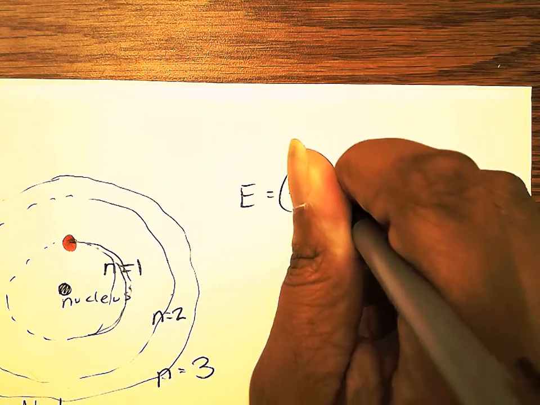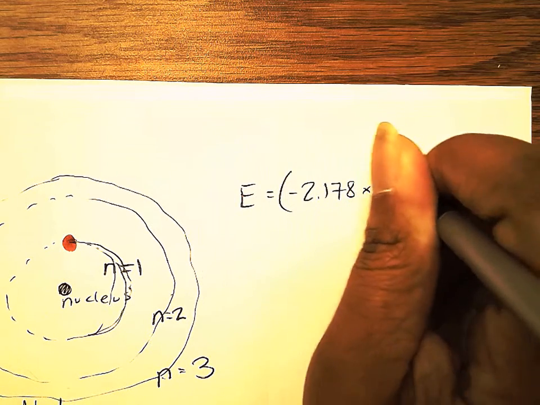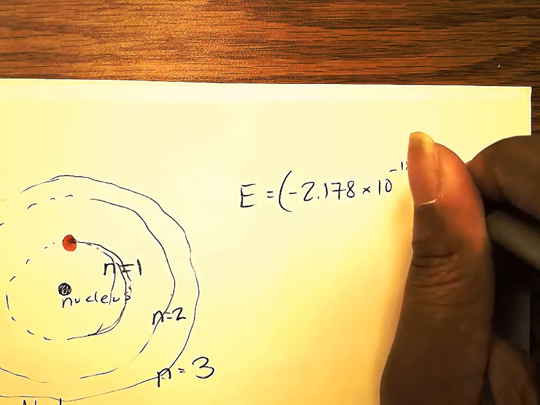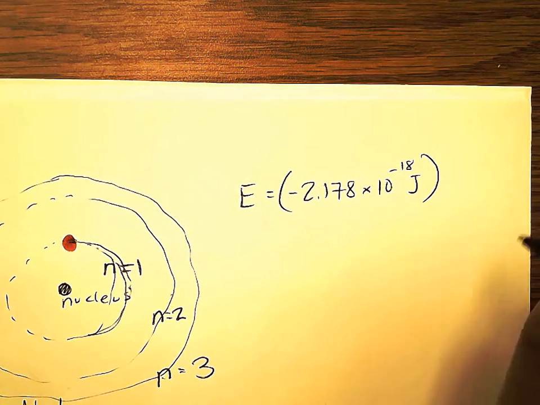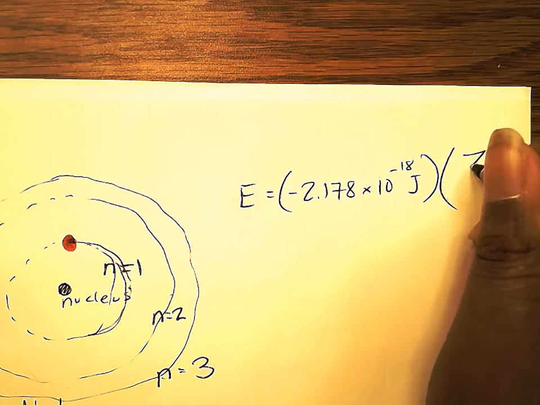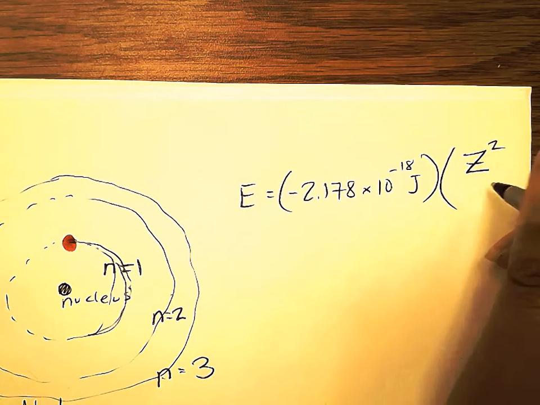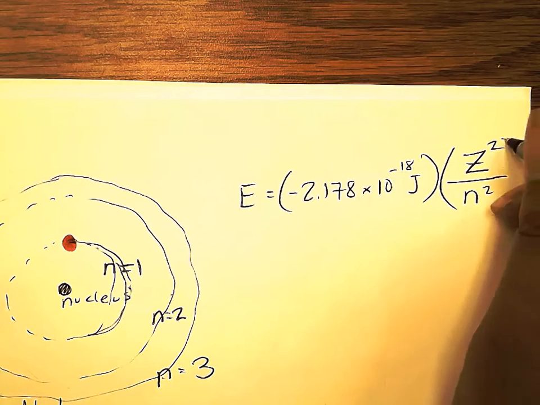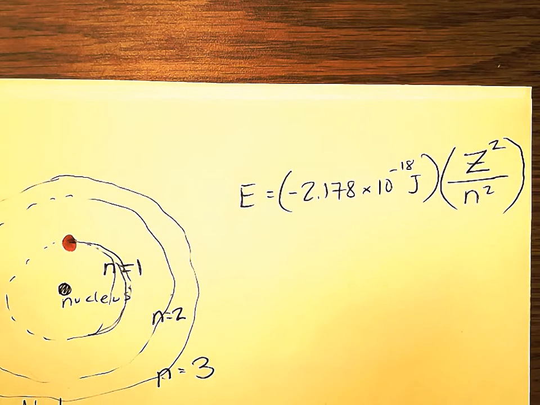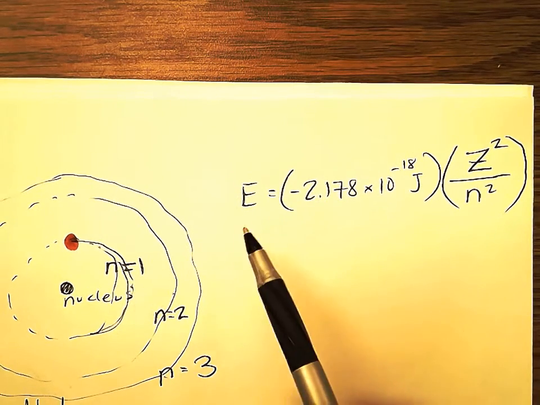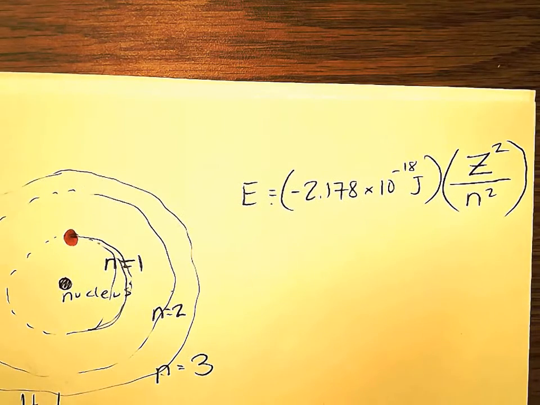Negative 2.178 times 10 to the negative 18th power joules of energy, multiplied by whatever your Z is squared, divided by whatever ring you're trying to live on squared. There is your equation. You want to know how much rent you've got to pay to live there? Here it is. That's how you figure it out.